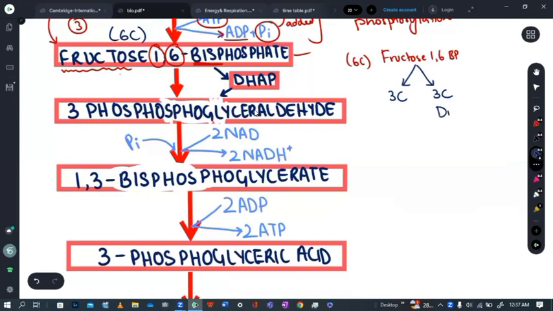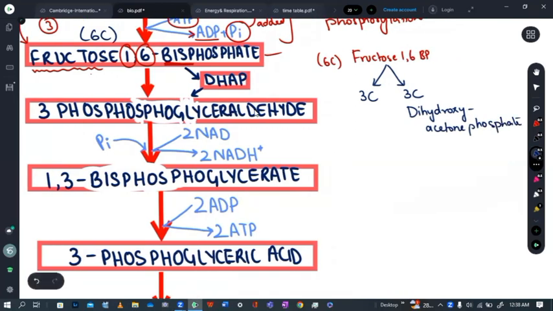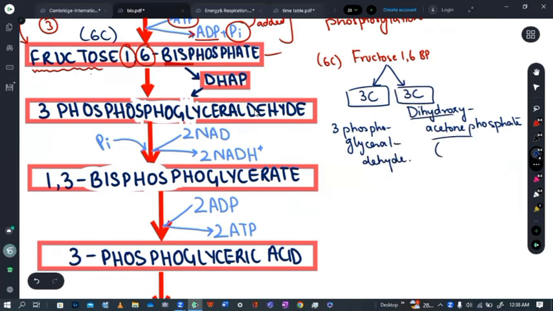One compound is called dihydroxyacetone phosphate. And the other one is called 3-phosphoglyceraldehyde. This first compound, abbreviated as DHAP, immediately gets converted into another one. So at first we have 2 different 3 carbon compounds, DHAP and 3-phosphoglyceraldehyde, which is abbreviated as PGAL. But DHAP immediately gets converted into 3-phosphoglyceraldehyde.